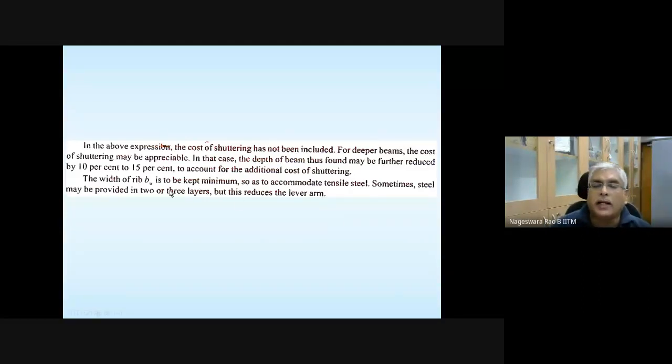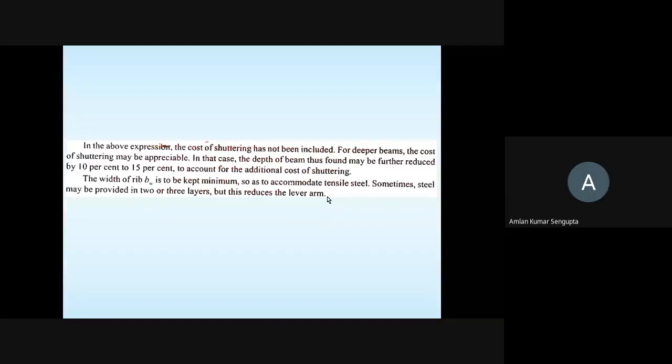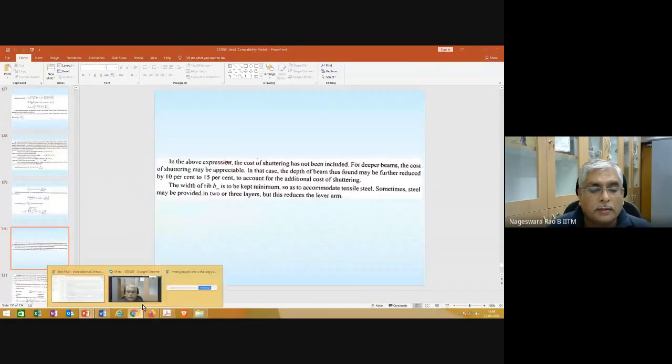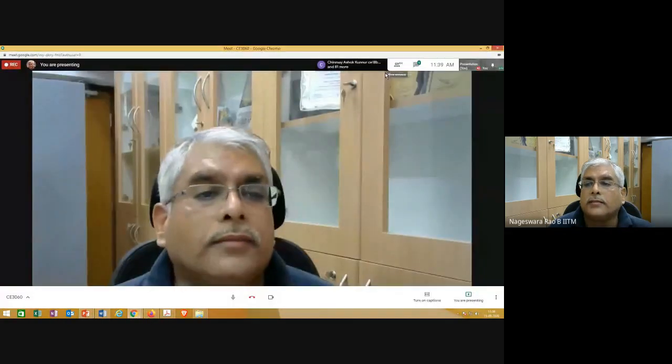And some guideline is given about the width of the rib. Width of the rib is to be kept minimum so as to accommodate tensile steel. Sometimes steel may be provided in 2 or 3 layers, but this reduces the lever arm. Okay? See, there is a question regarding the term shuttering. What is that question? Let me see that.